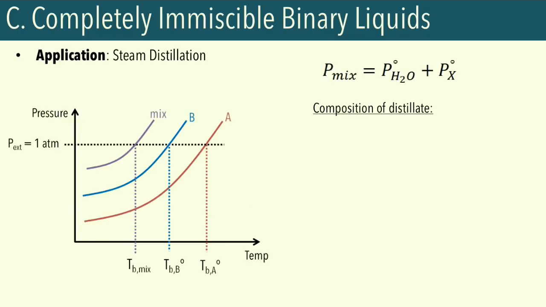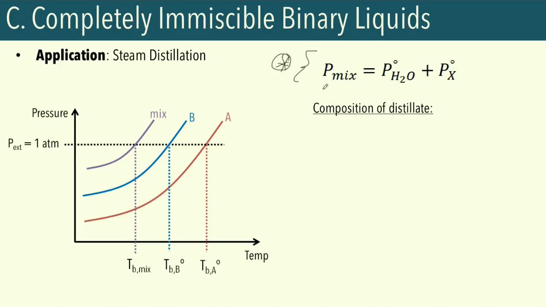We could do some calculations over here. The calculations that we could perform can involve the composition of the vapor. This will essentially be the composition of your distillate. Based on Dalton's law, we have this principle over here.